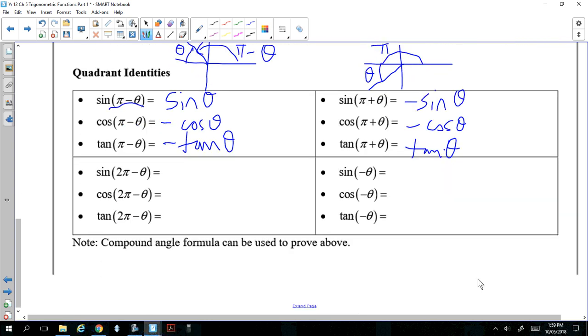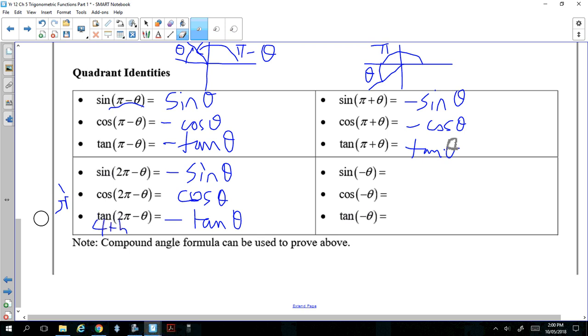And then we can do this. This one is in the fourth quadrant, because 2 pi is 360. Go back from 2 pi by theta, so that will be in the fourth quadrant. Sine of 2 pi minus theta will be negative sine theta. Next one is positive cos theta, and then negative tan theta. Alright, like that.